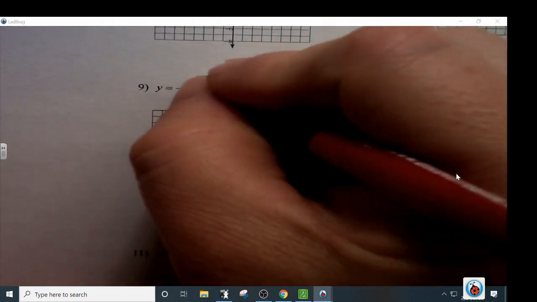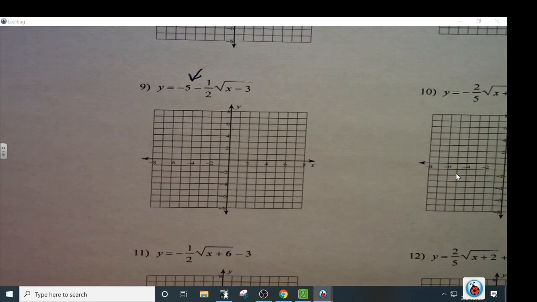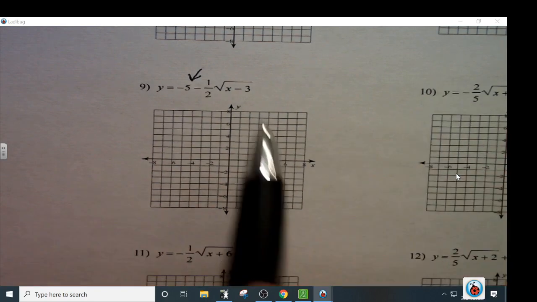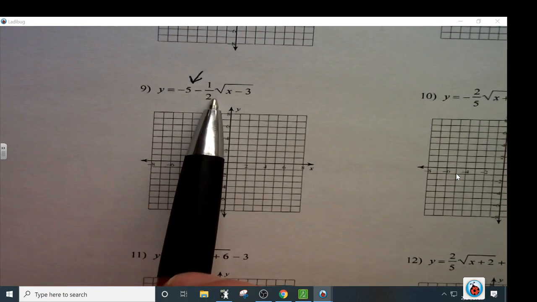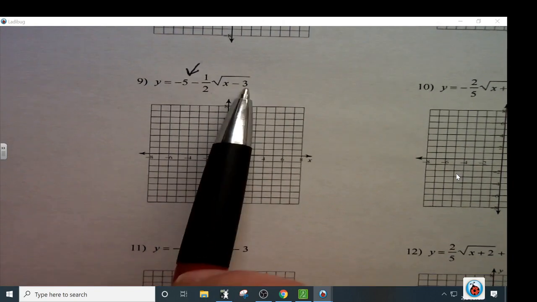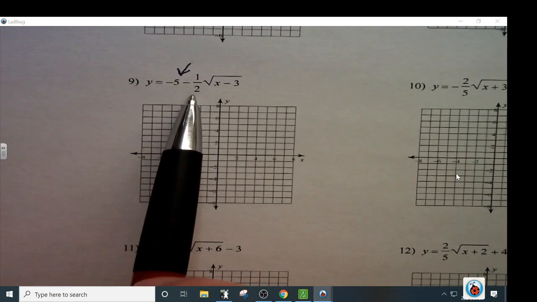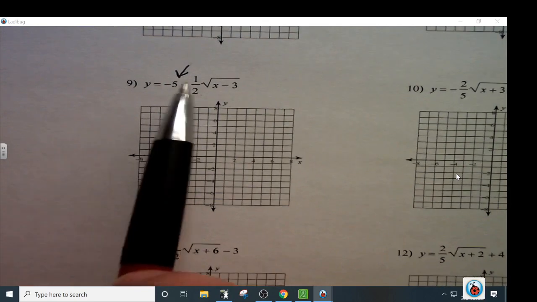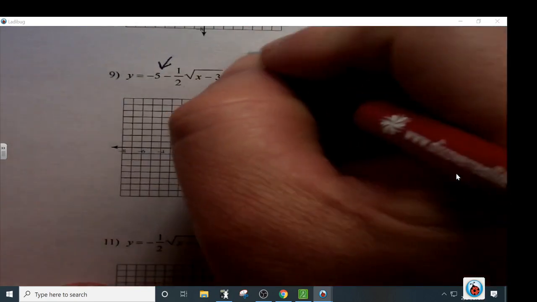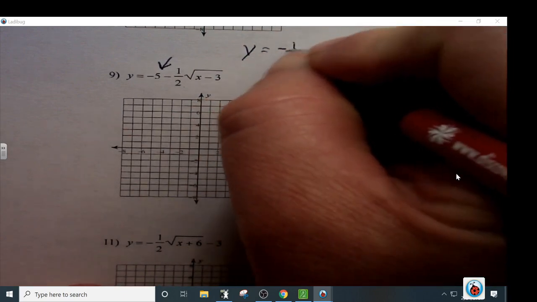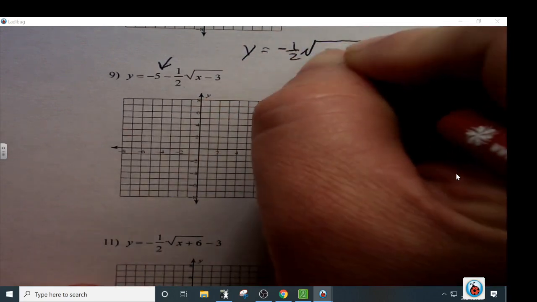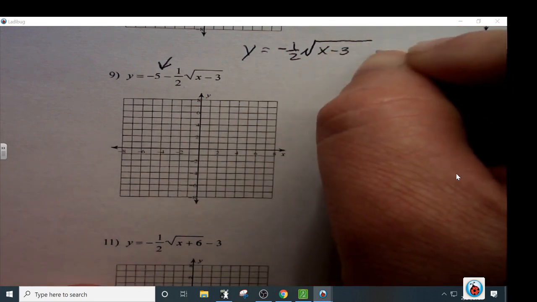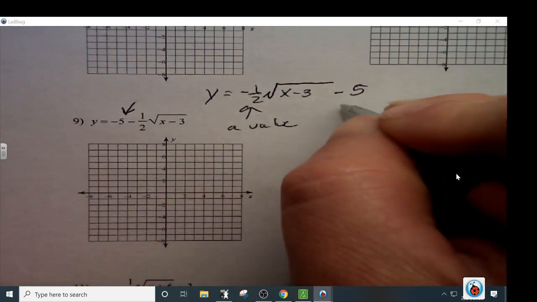Now, guys, what value is this? Is that the a value or the k value? That's the k, right? The a value is always multiplying your square root. Guys, 1/2 times the square root of x minus 3. This is your a value here. This is actually your k value. So I can actually write this way: y equals negative 1/2 square root of x minus 3 minus 5. Now we got our a value and our k value.